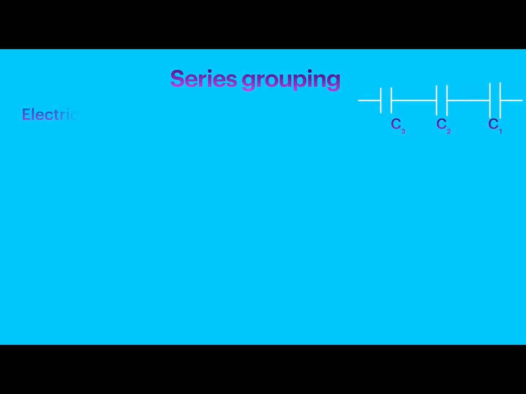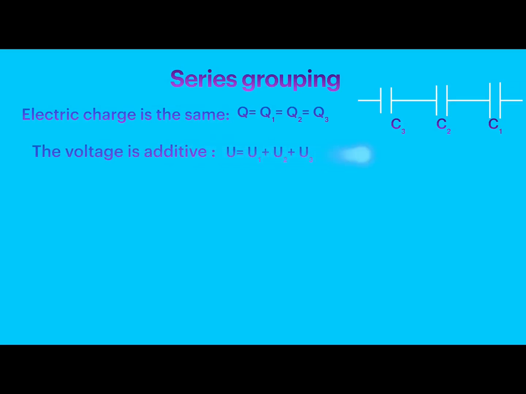Series grouping. Instead of saying that the electric current is unique, we will say here that the electric charge is the same. In other words, the total quantity of electric charge of the grouping is equal to the charge of each one of the capacitors of the grouping. And of course, the voltage is additive. So the total voltage of the grouping is equal to the sum of the voltages of each one of the capacitors.